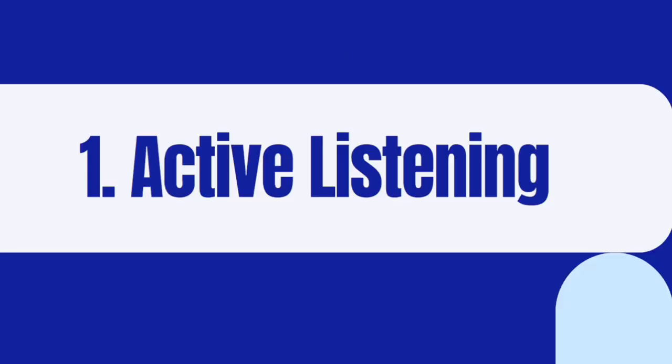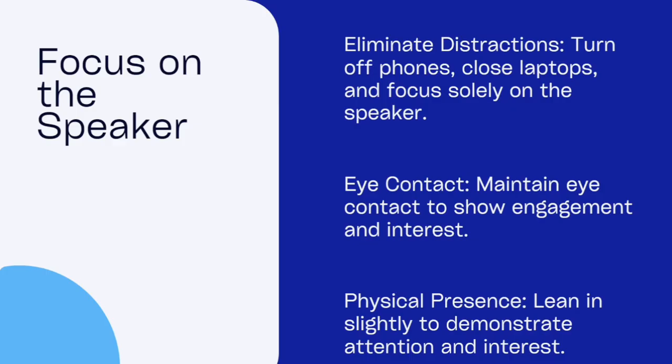So let's get started. First is active listening. When we are talking about active listening, we have to focus on the speaker. So what to do firstly? Eliminate all distractions, like turn off phones, close your laptops, and focus solely on the speaker. If you eliminate the distractions, you will have the benefit that you can listen properly.